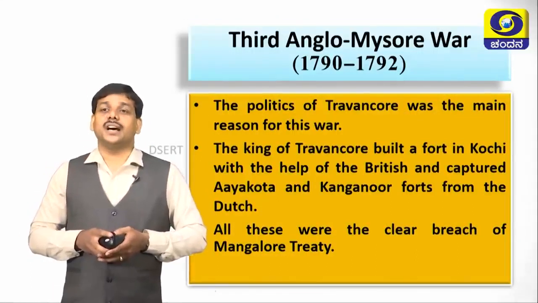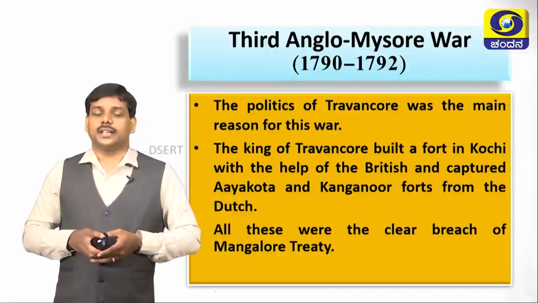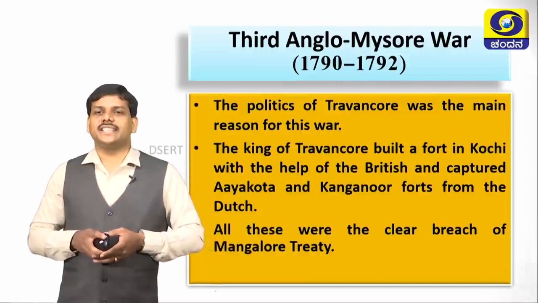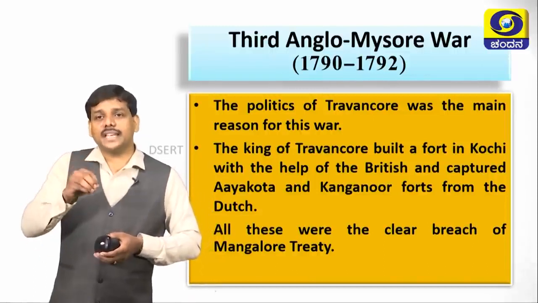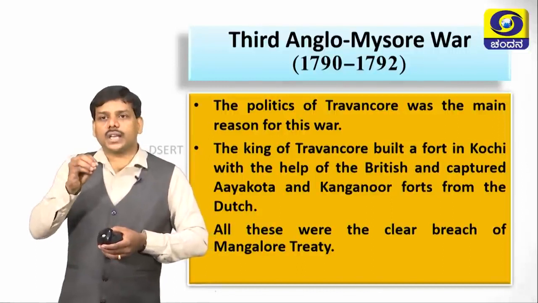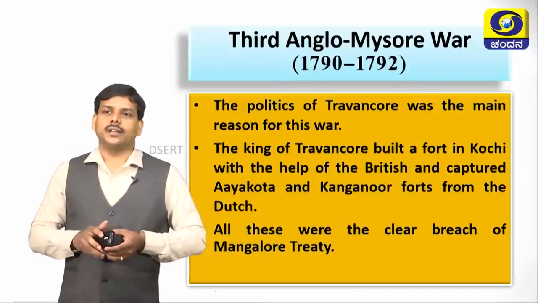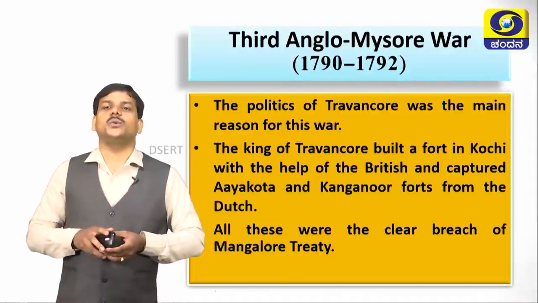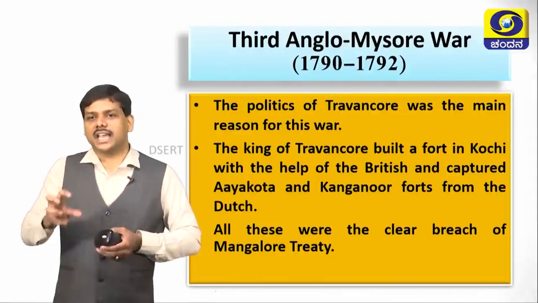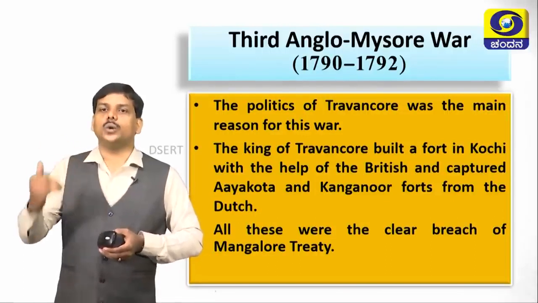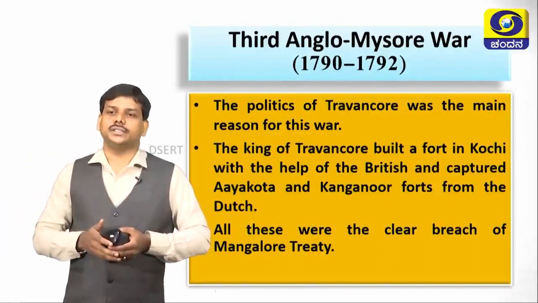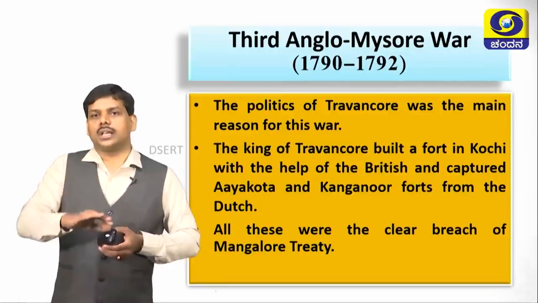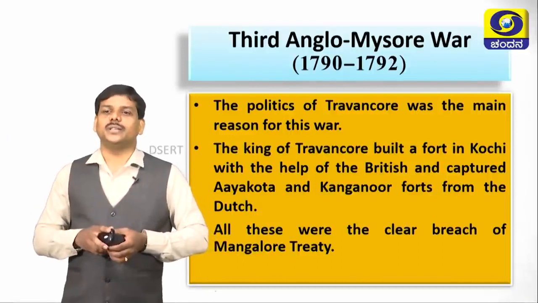Now let us move to the third Anglo-Mysore war. This war was fought in the year 1790 and ended in the year 1792. What was the main reason for the war? The politics of Travancore was the main reason. What was the politics of Travancore? The king of Travancore built a fort in Kochi with the help of the British and captured Ayakota and Kanganuru forts from the Dutch. In this way, the political situation of Travancore led to the Third Anglo-Mysore War.